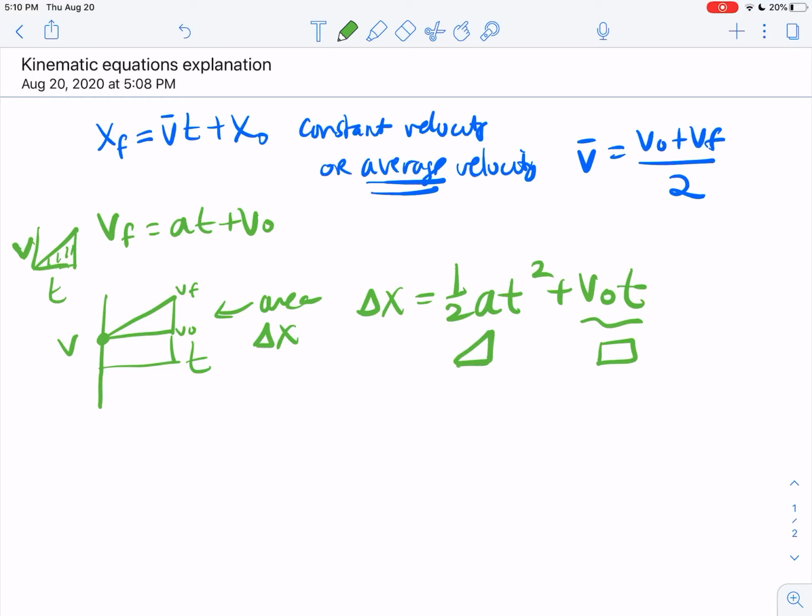Also, if you're thinking calculus terms, this is the integral of the velocity equation, or vice versa, that's the derivative. But again, not important for these. These are all just going to be constant.